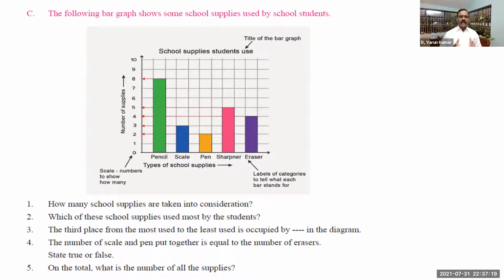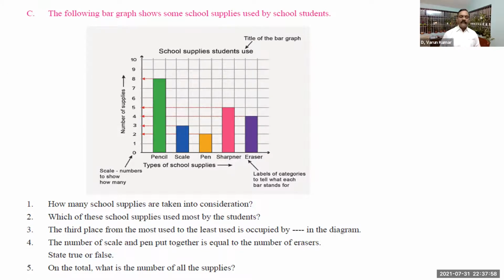So the students use 1 or 2 as much as possible. Next, the third place from the most used to the least used is occupied by dash in the diagram. The number of scale and pen put together is equal to the number of erasers. State true or false. So when we add these two, we can easily answer this question. On the total, what is the number of all the supplies? You add all the supplies, total number of supplies, then it becomes the answer for the 5th question.